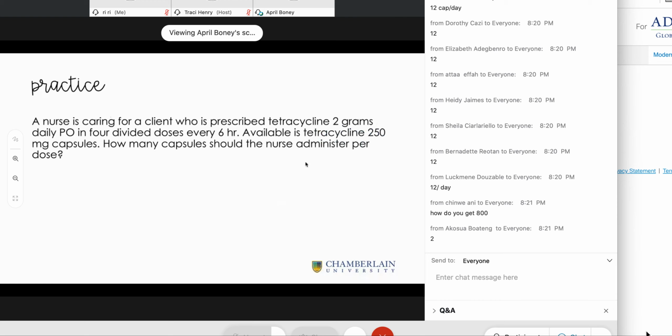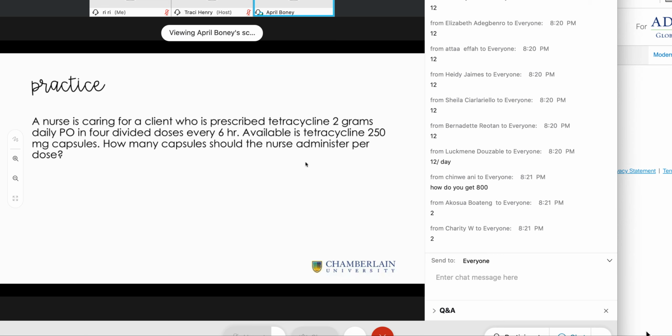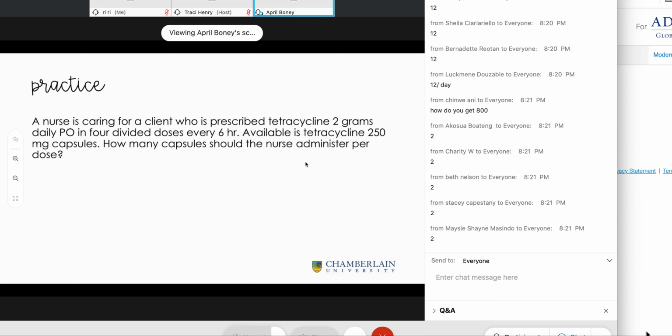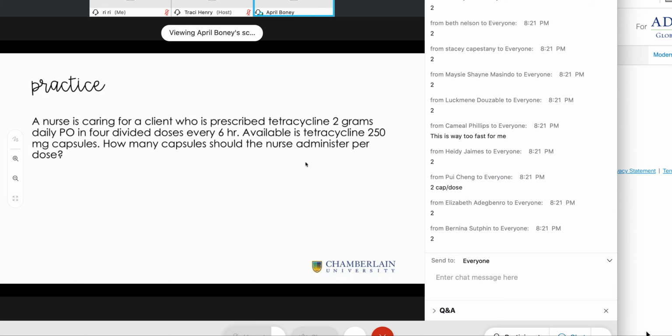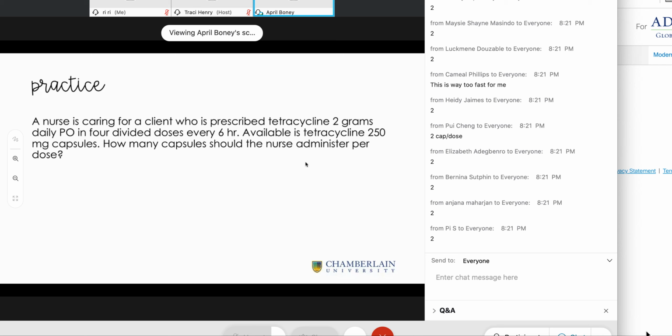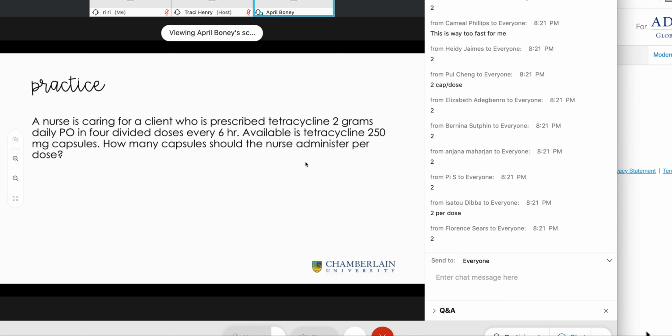Okay, so let's look at this one. The prescription is tetracycline 2 grams daily, PO, in 4 divided doses every 6 hours. So right off the bat, you should notice that that's a different kind of order than what we've been looking at. So this is 2 grams daily, but we're going to give it in 4 divided doses every 6 hours. What we have available is 250 milligram capsules, and the question is how many capsules are we going to administer per dose? So we have to do a conversion.